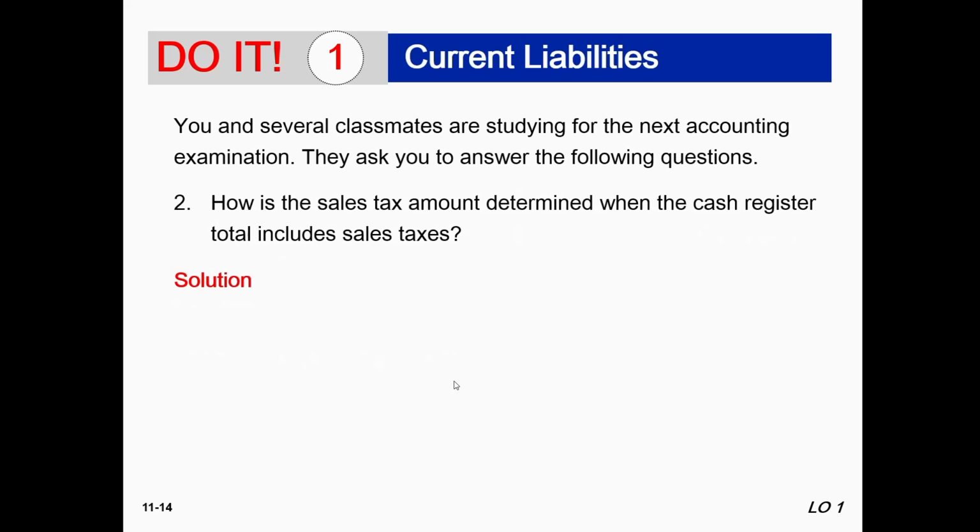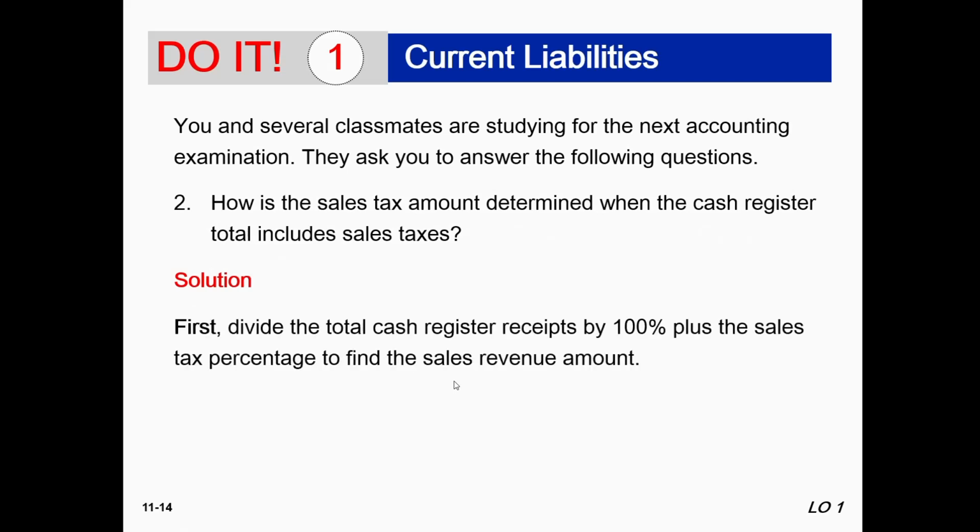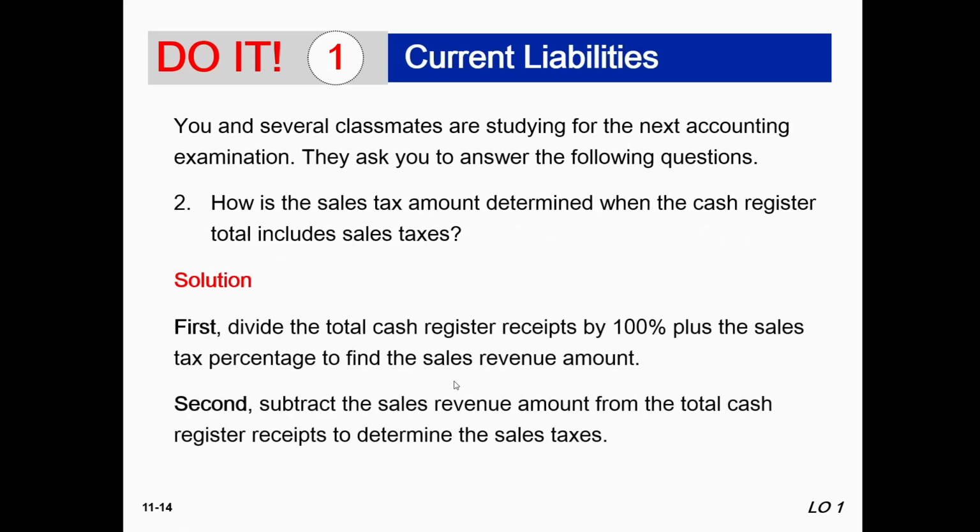Few minutes back we just discussed about it, that we will divide our total proceeds with 1 plus tax rate, and whatever amount we will get, that will be revenue, and then from the total proceeds we will subtract the revenue, so we will get the sales tax amount. So I wrote the same for the solution, two steps procedure.